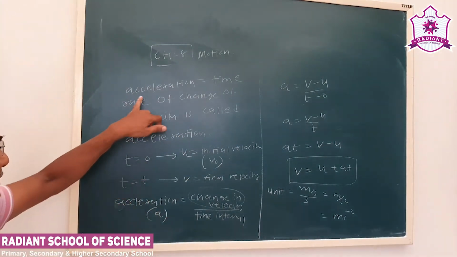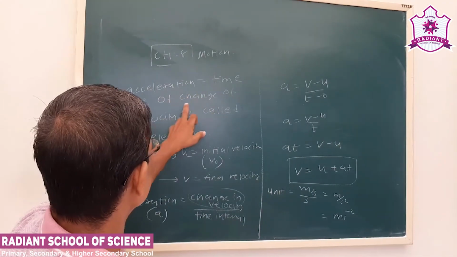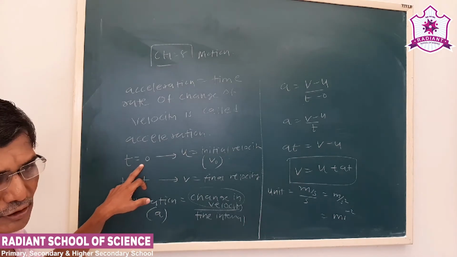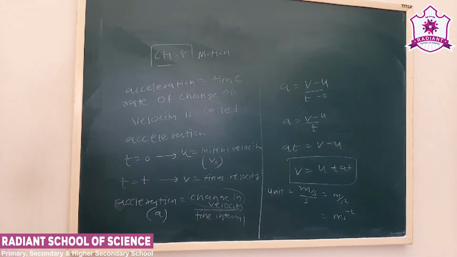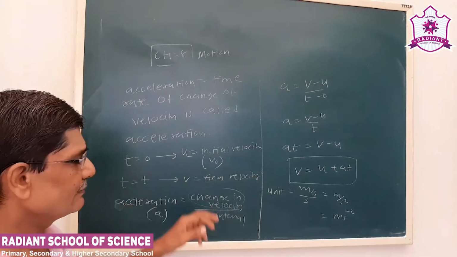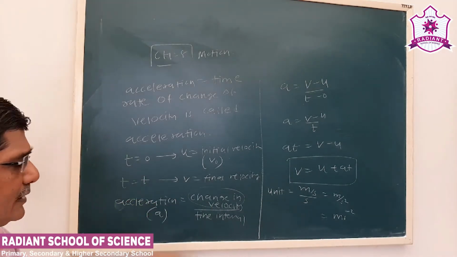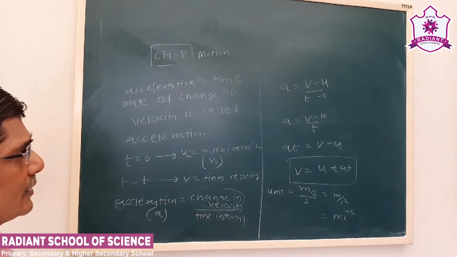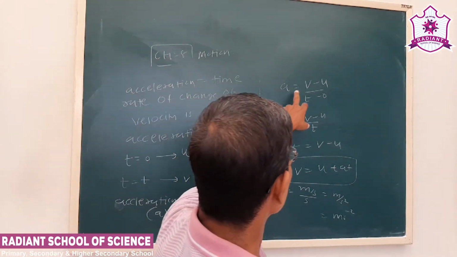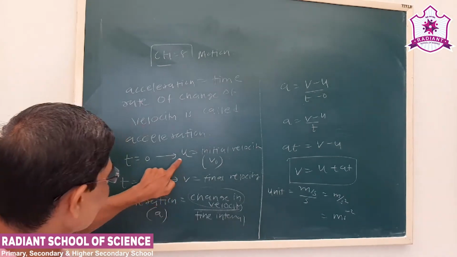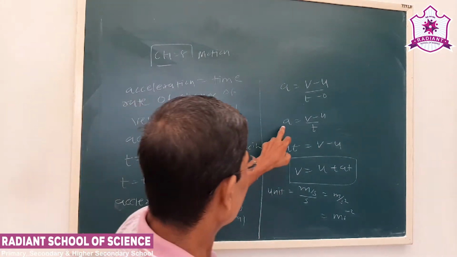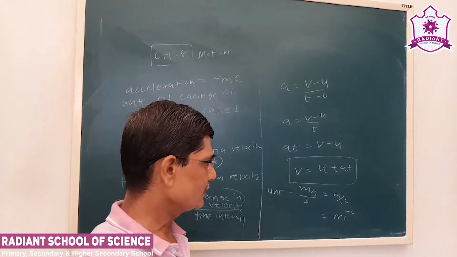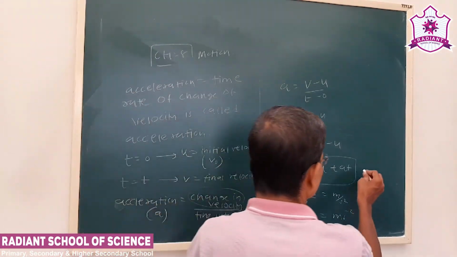Now, what is acceleration? The time rate of change of velocity is called acceleration. Let us say at t is equal to 0, that is the moment we start observing motion, the initial velocity is u. At time t is equal to t, the final velocity is v. Acceleration is change in velocity upon time interval. Now we substitute the value. a is equal to v minus u upon t minus 0. a is equal to v minus u upon t. at is v minus u. v is equal to u plus at.